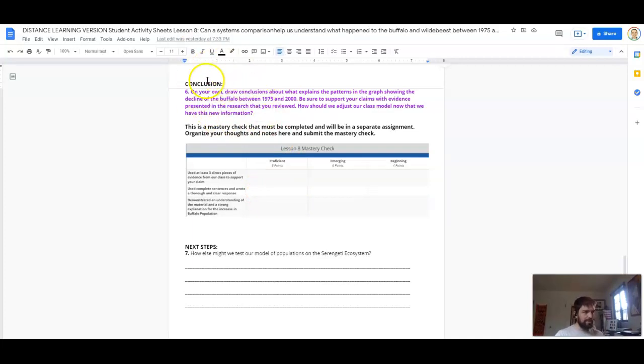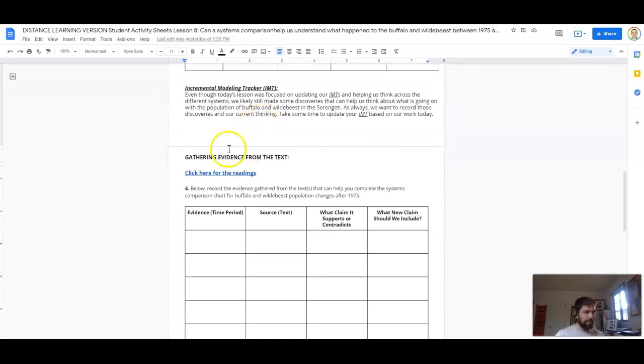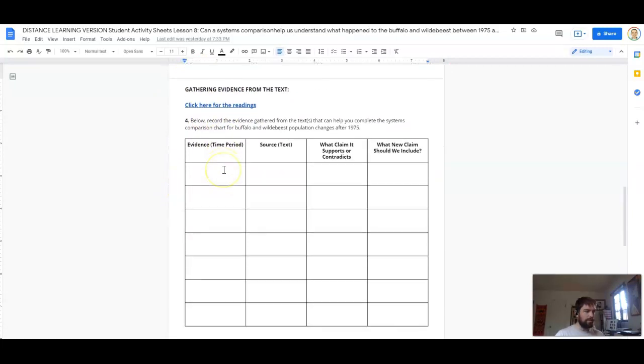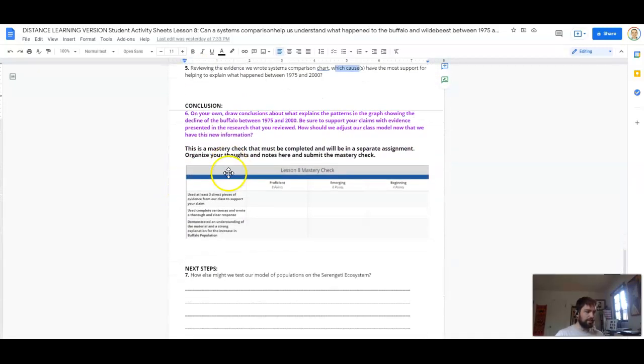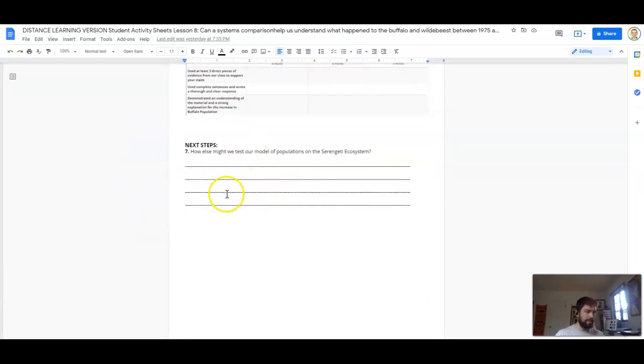Remember, this is due on Schoology, so you'll find this assignment there. These readings are also read aloud on Schoology, so you'll find those there too. And then you can just think of some next steps.